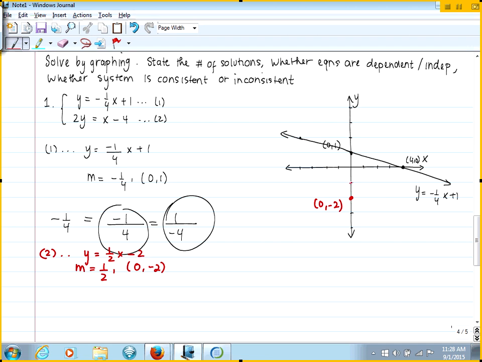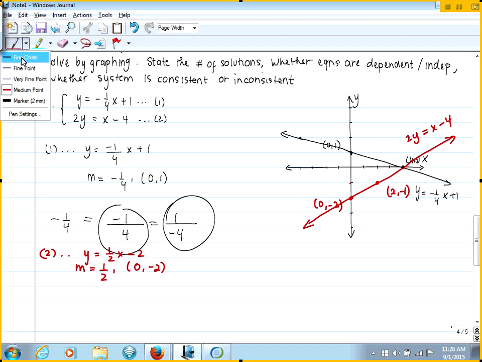So what am I supposed to do here? Start at 0, negative 2. Then go up 1, go to the right 2. And label this 2, negative 1. So this is y is equal to half x minus 2. I could write these or I could write the original equation. It doesn't matter because they're the same. But I could label it with 2y is equal to x minus 4.